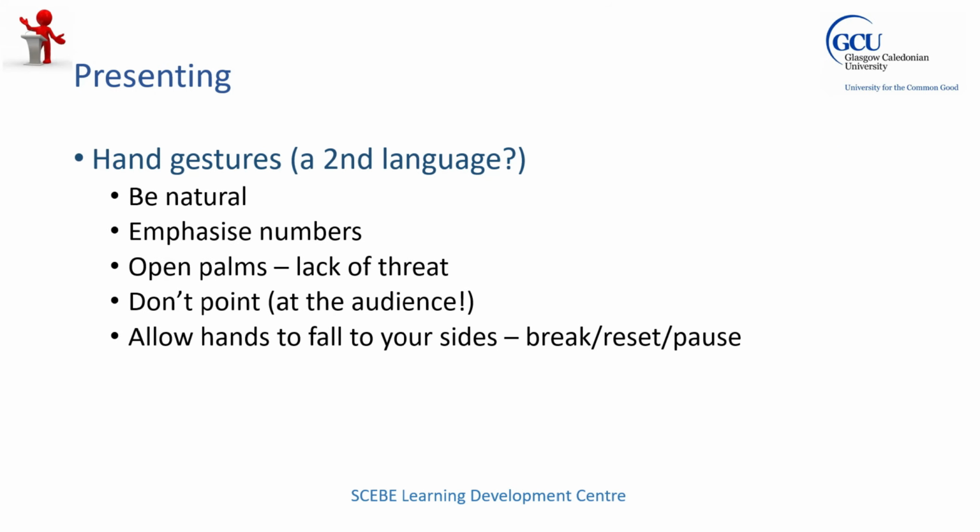Hand gestures. Hand gestures are almost like a second language, so be natural, don't have them jammed in your pockets. You can use them to emphasise numbers, so your hand up, 3 points, 4 points, whatever. The audience will see it. If you face an audience and your palms are open towards the audience, that's a lack of threat. Whatever you do, don't point at the audience. That's almost like pointing a gun. It can be quite offensive.